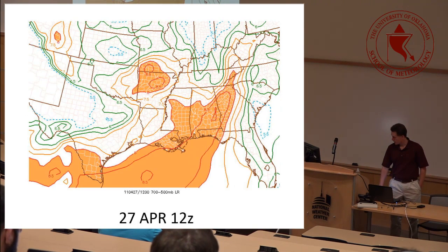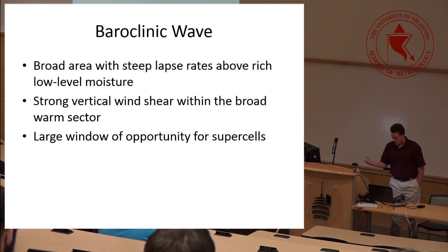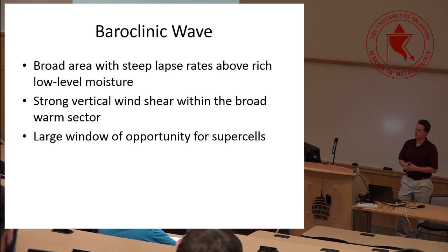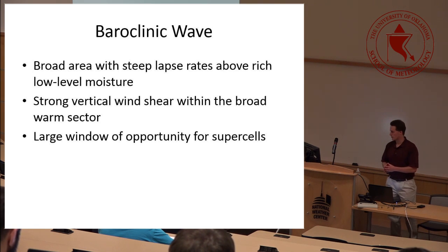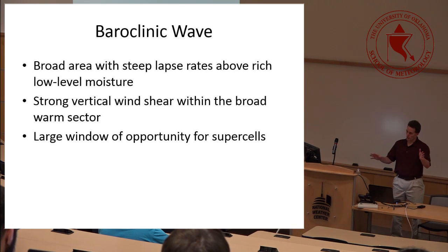So again, if we just step back, there are lapse rates just hanging around, and that's sitting on top of upper 60 to low 70 dew points. So again, this is the typical scenario with a baroclinic wave. We talked about that in session 1. What's the point of a baroclinic wave synoptically? We have differential advection, so we can get a broad area with steep lapse rates sitting atop rich low-level moisture.